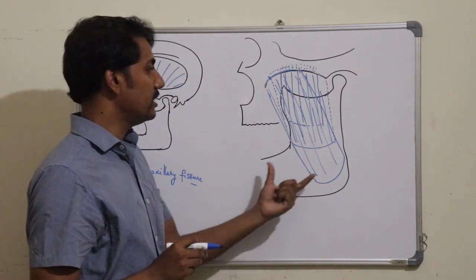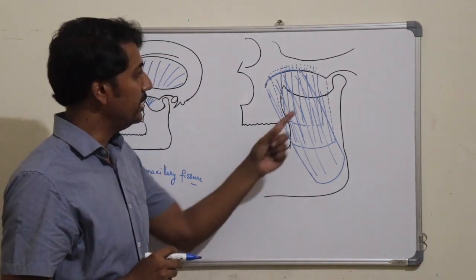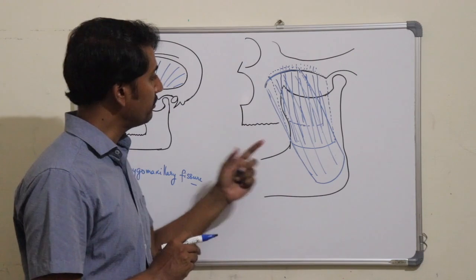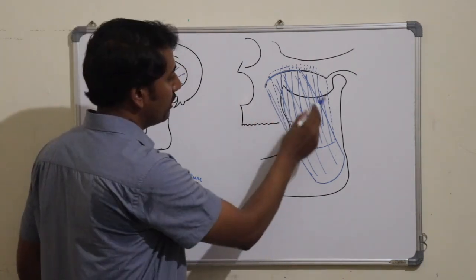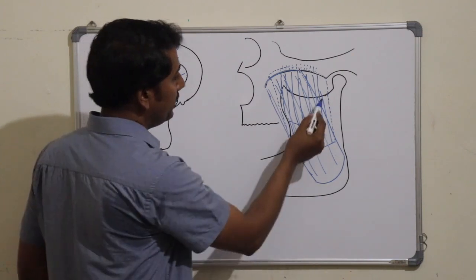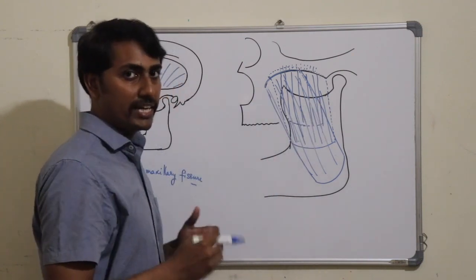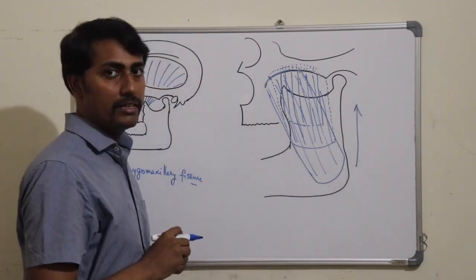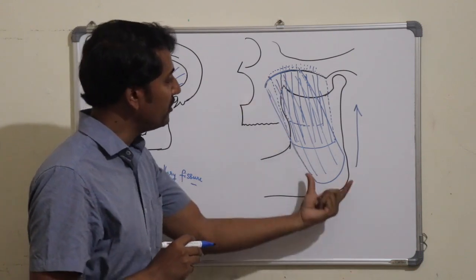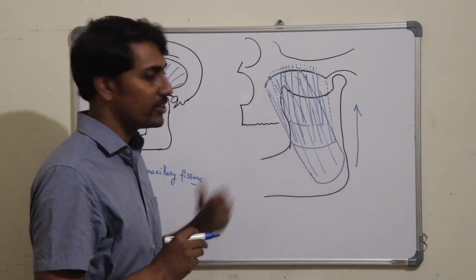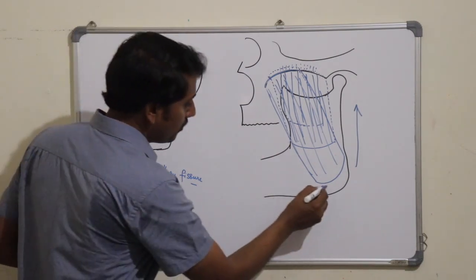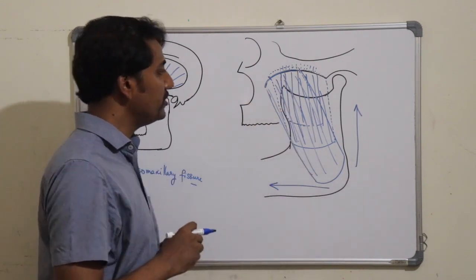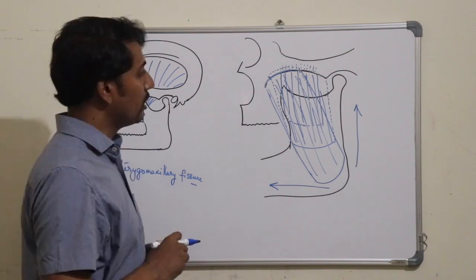Okay, so we have seen the three layers of the masseter muscle: the deep layer, the middle layer, and the superficial layer. Now the action of the masseter muscle. The fibers of the masseter muscle, especially the deep layer and the middle layer, which are vertically arranged, their contraction will cause elevation of the mandible, and the fibers of the superficial layer, which are arranged at an angle of 45 degrees, will also help in the protrusion of the mandible due to the oblique arrangement of the superficial part of the masseter muscle. Now the nerve supply.